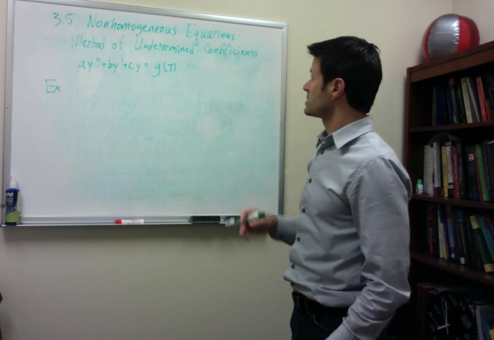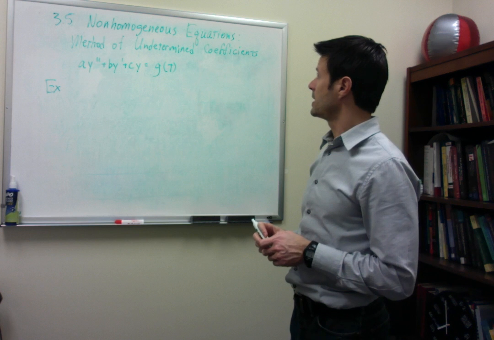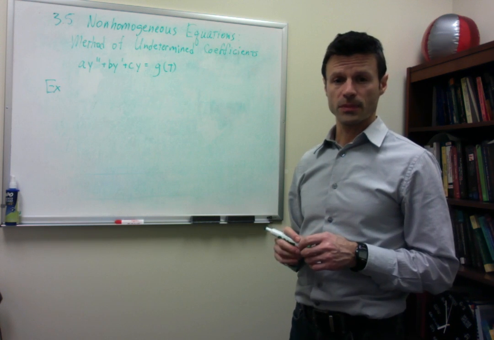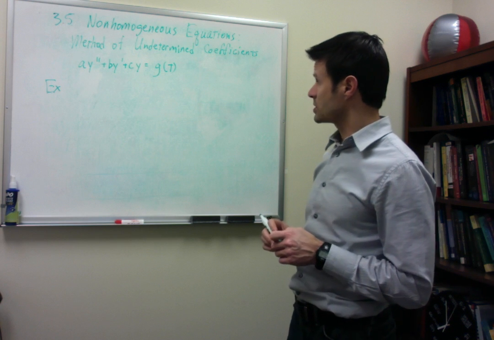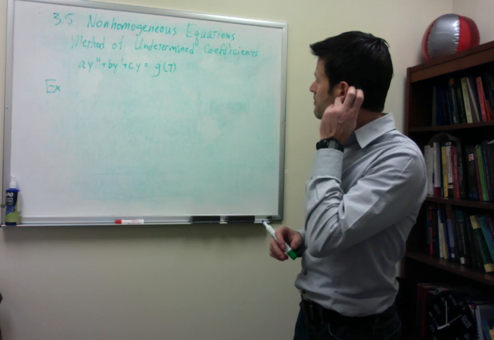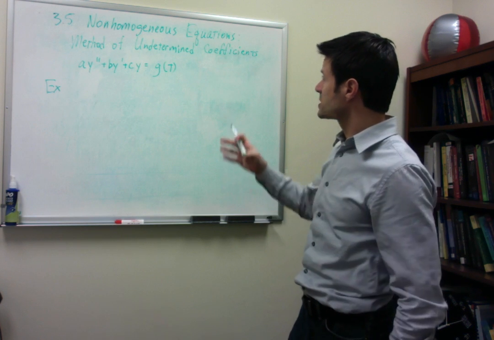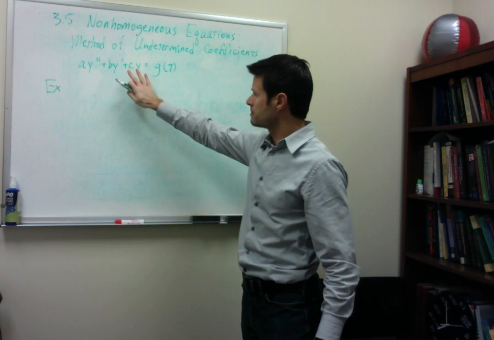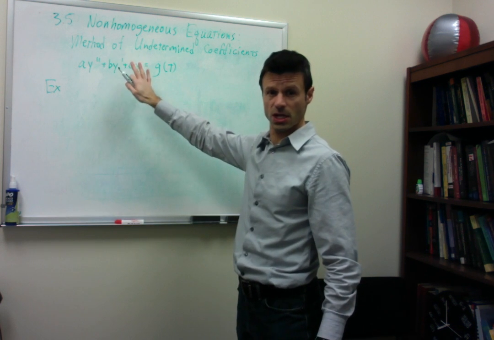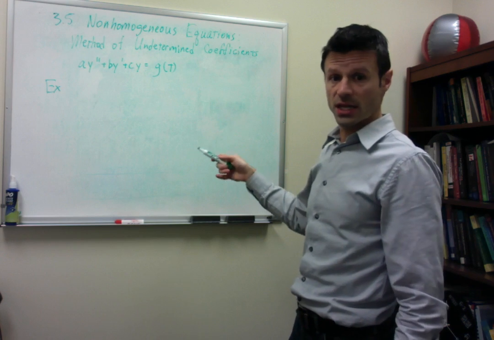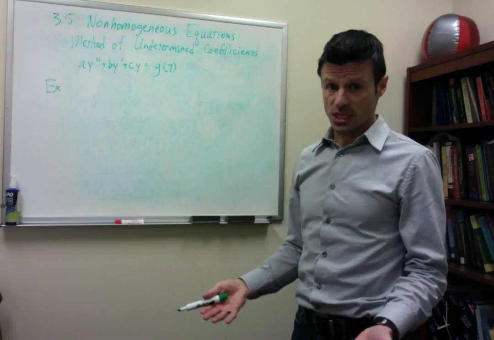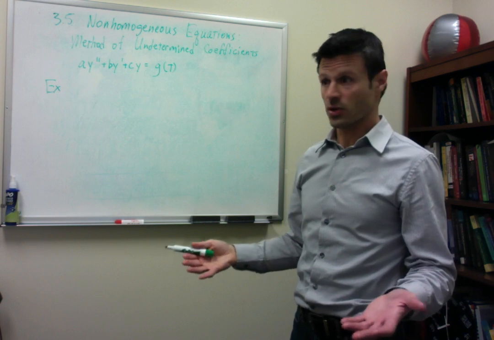Okay, so this is section 3.5 on non-homogeneous equations, and we're going to look at the method of undetermined coefficients for solving these types of equations. We're considering an equation of this form. Right now I'm making the left-hand side have constant coefficients. A, B, and C are constants. But notice now that on the right-hand side we're no longer setting things equal to 0. This is set equal to g of t, some function of t.